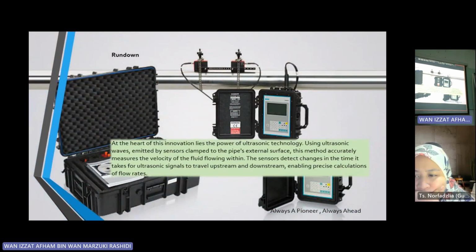At the heart of this innovation lies the power of ultrasonic technology. Using ultrasonic waves emitted by sensors clamped onto the pipe's external surface, this method accurately measures the velocity of the fluid flowing within. The sensors detect changes in the time it takes for ultrasonic signals to travel upstream and downstream, enabling precise calculations of flow rates.